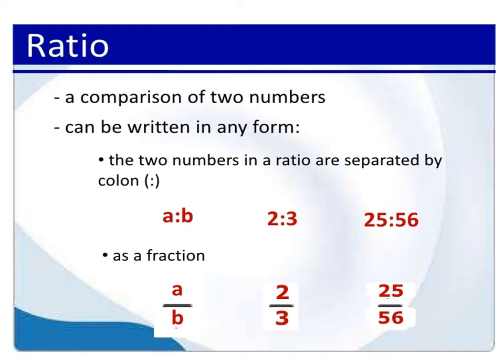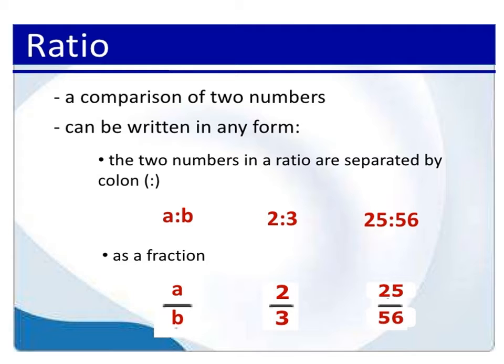A ratio is a comparison of two numbers, and it can be written in the form of dots, as you can see on the screen. The two numbers in a ratio are separated by a colon, which means two dots. Here you see some examples: A ratio B, 2 ratio 3, 25 ratio 56.